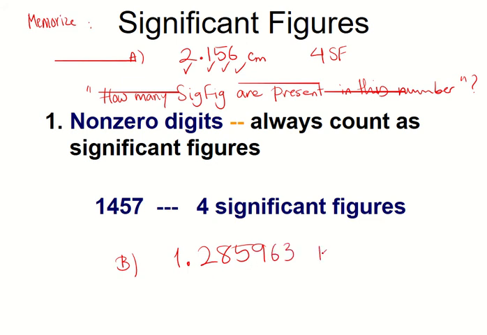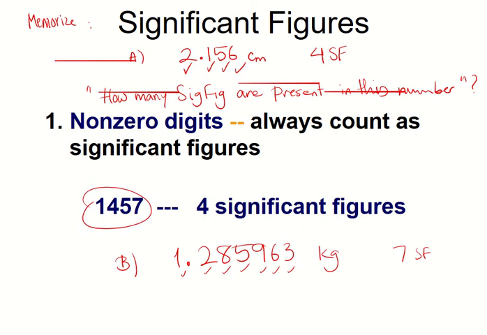Unit is kilograms. So we are going to know how many sig figs are present in this number. We just need to count all non-zero digits. There are no zeros here. 1, 2, 3, 4, 5, 6, 7. You should say we have 7 sig figs in this number. Or in another example, 1457, we have 4 sig figs here.